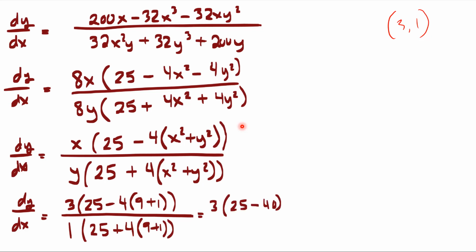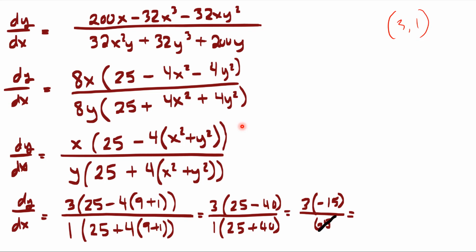So those became the same. 3 times 25 minus 40. 1 times 25 plus 40. That's really the difference there. 3 times a negative 15. On the bottom, it's really 65 itself. And we can cancel a factor of 5 out of each one of those. And there it is. Our slope of the tangent line is negative 9/13. If you got that by just plugging 3 and 1 into all this right here, that's cool too. So I just wanted to show you the factored form first before I start plugging in.